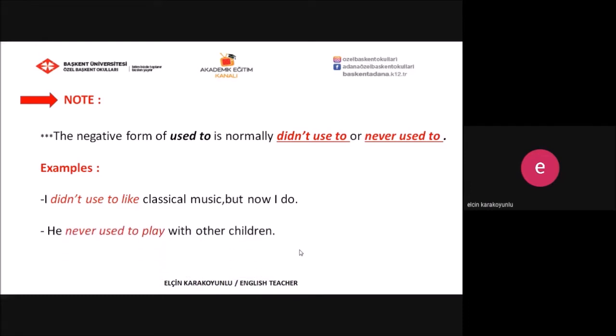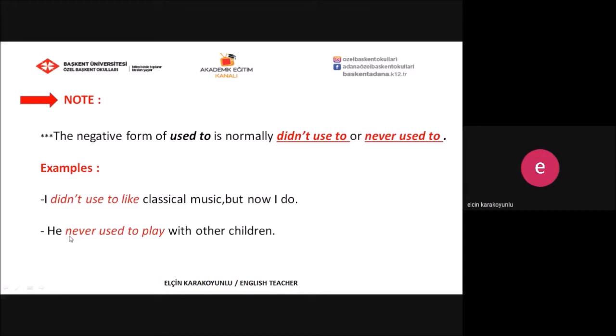We can also say it like that: He never used to play with other children. When we look at these two sentences, the meanings are the same. Both of them are negative sentences. But as you see, in the second sentence, "never" is used.